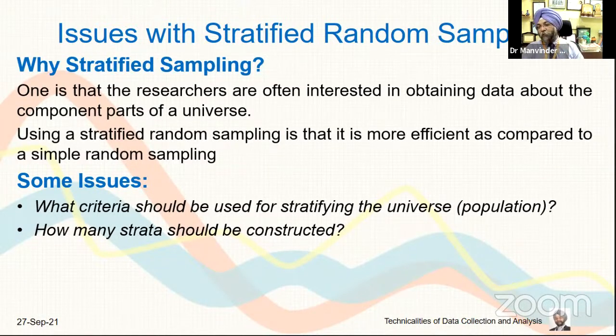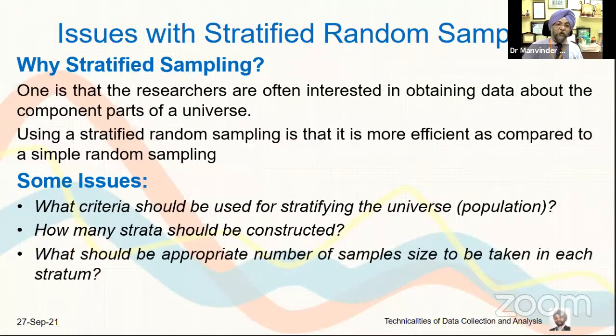But it is not practical to increase the number of strata, because again it will make your study complicated. Too many strata may complicate your survey, and your preparation and your tabulation will all be a mess. You will even be adding more cost. The cost effectiveness will also go. Okay, so that is that. Next is, what should be the appropriate sample size to be taken in each stratum?